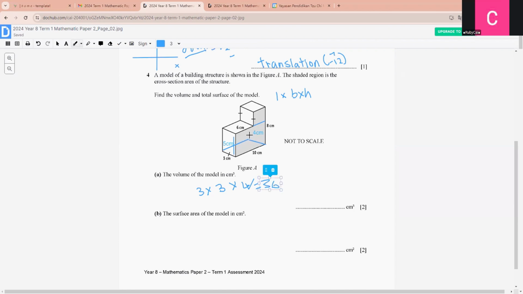And now to find the volume of the cuboid, it's 3 multiplied by 5 multiplied by 10, which equals 150.